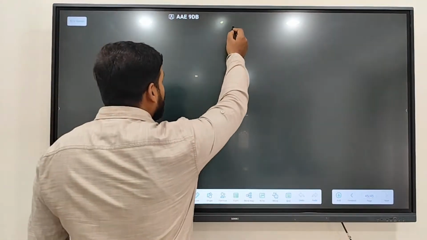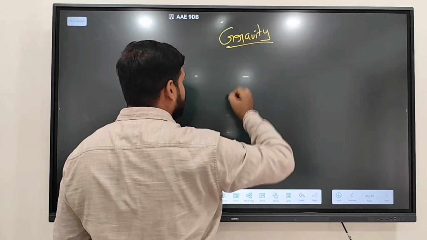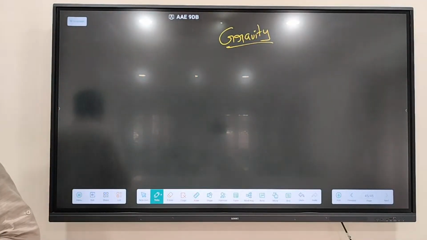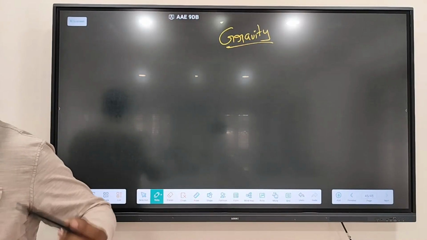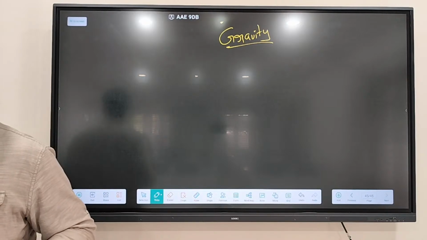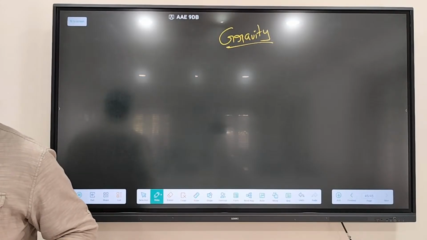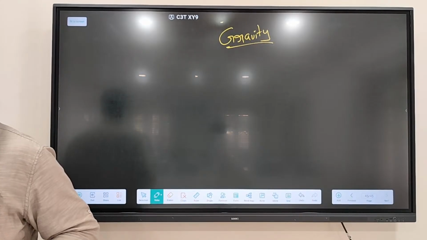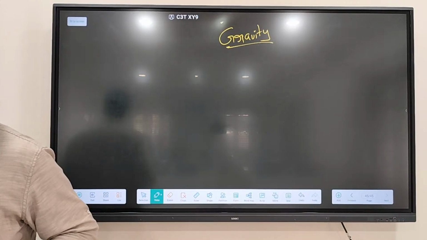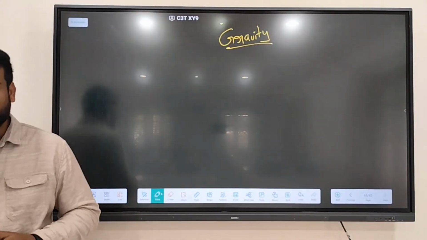Then let's move on to the next topic, gravity. Who discovered gravity? Once upon a time, Newton was sitting beside an apple tree. Suddenly, an apple fell beside him or on his head, wherever it might be. Then he thought, why did the apple fall to the ground? He thought, okay, there might be some force of attraction towards the earth. Then he discovered the force called gravitational force. Gravity. Newton discovered it.